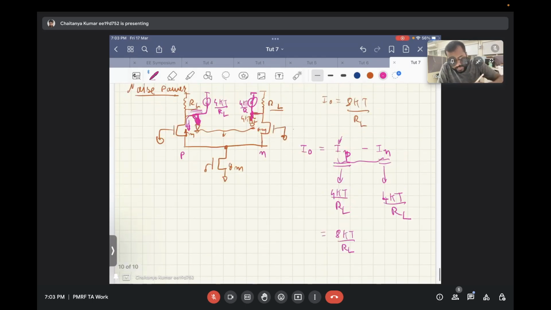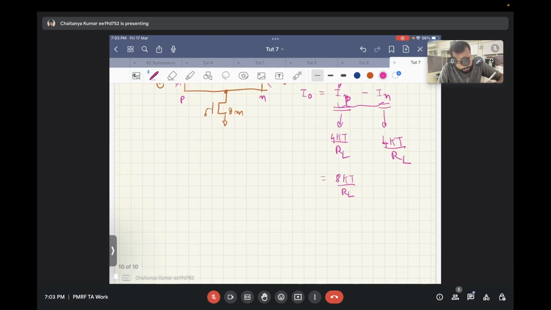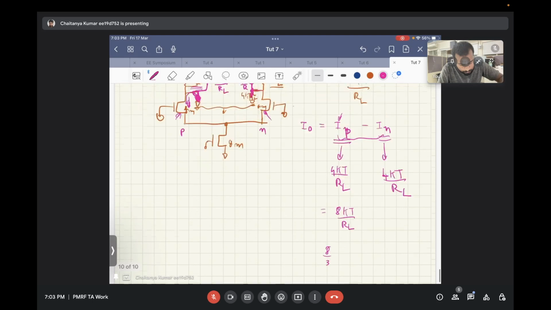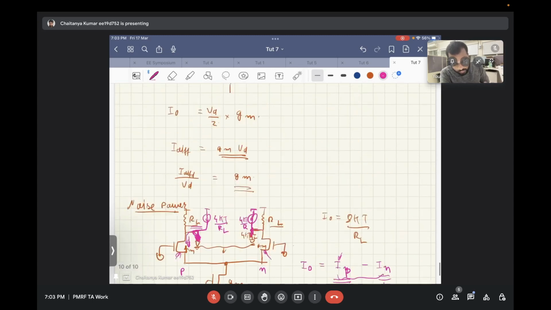Okay. Since the same thing will happen with the noise sources of these two input transistors as well, that will become 8 by 3. Sir, to minimize the noise, the only option is to increase the value of RL? No, no, you should not increase the value of RL. This is the output noise power.